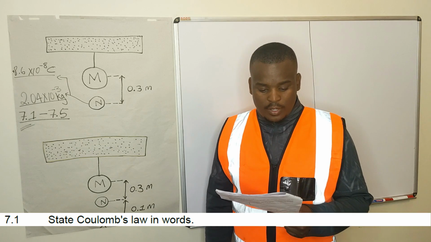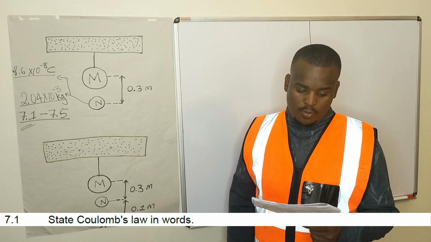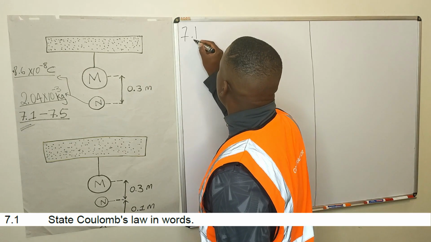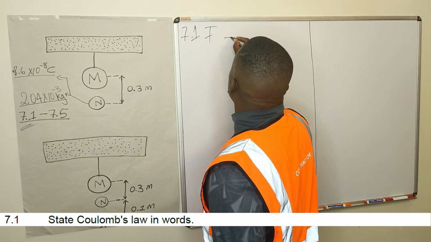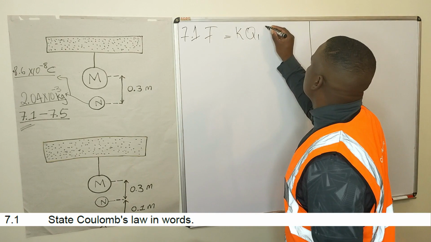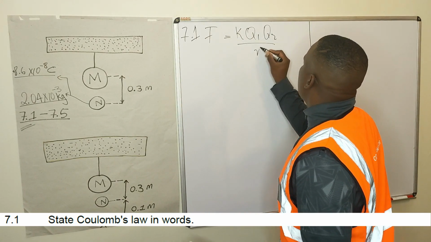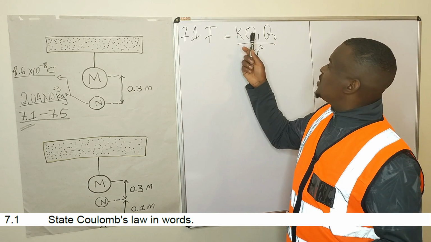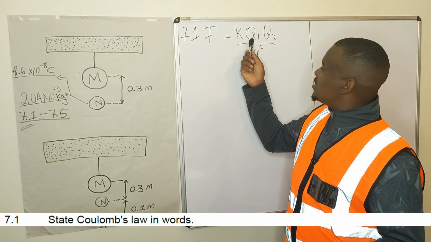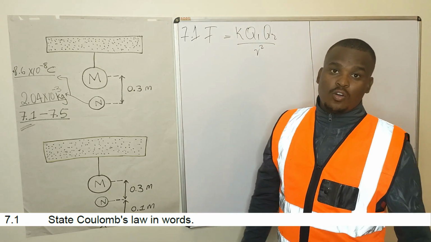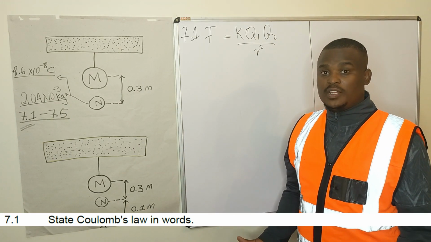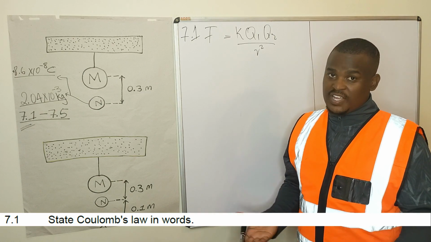Okay. So state Coulomb's law. We all know it: F equals k Q1 Q2 over r squared. So this is your electrostatic force, these are the charges, and this is the distance, or the square of the distance between the centers of your spheres.